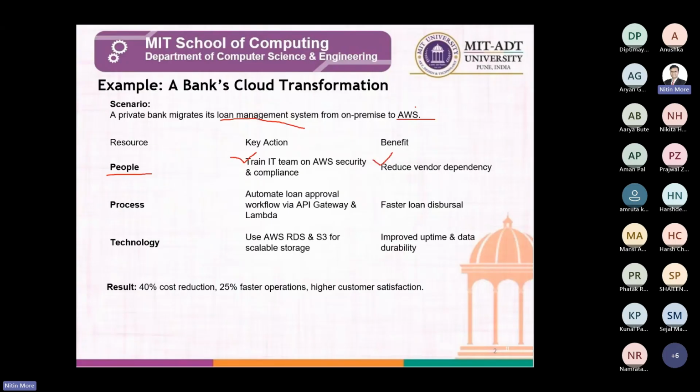You don't need to consult more and more with an AWS consultant if the banking people are already trained in IT for managing the AWS cloud. We also need to think about the process as a resource, where we have to check how we can automate the loan approval and manage workflows via APIs, an application interface gateway, or some Lambda functions, so that getting a loan becomes easier for bank customers.